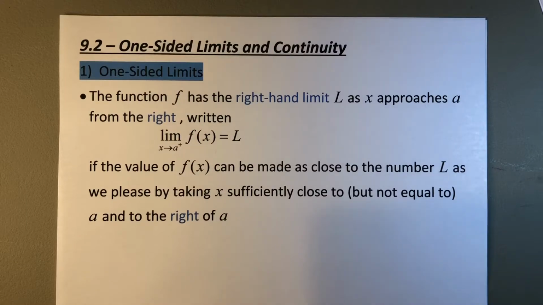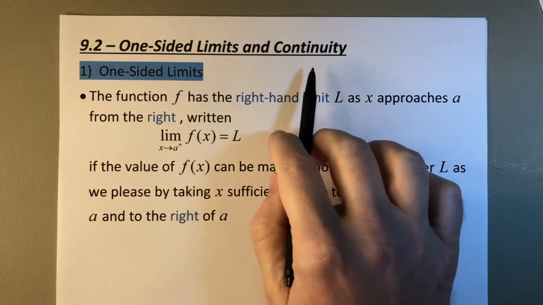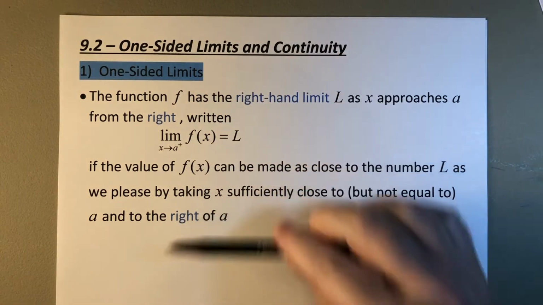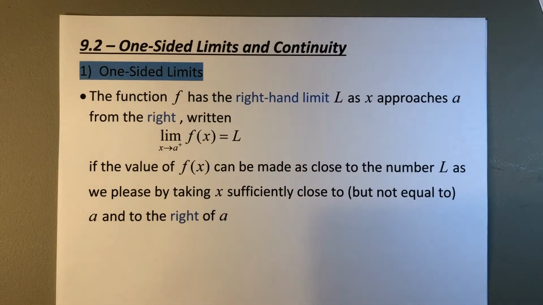Hello, let's go ahead and look at section 9.2, one-sided limits and continuity. A lot will be going on in this section. Go ahead and take a moment to read through this notation and try to understand what it's talking about. And then I will explain by way of example.